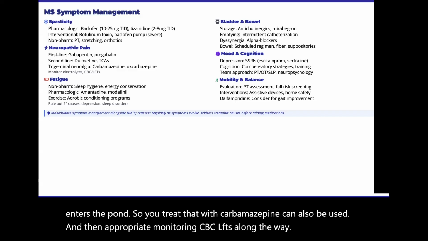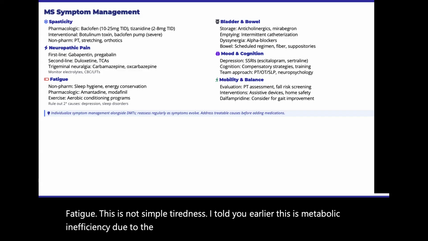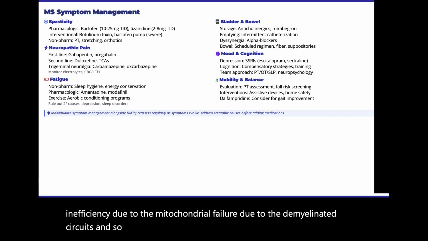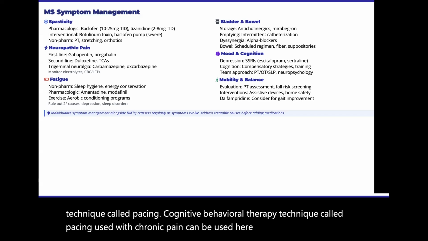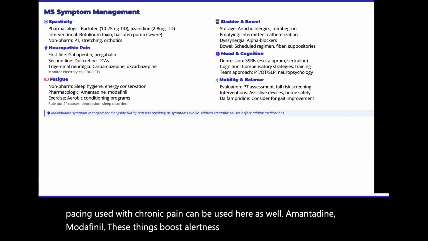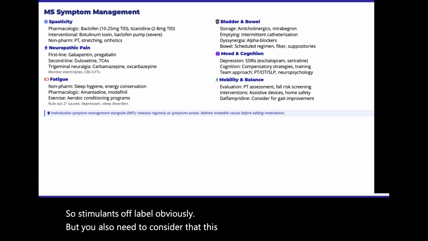Fatigue. This is not simple tiredness. I told you earlier, this is metabolic inefficiency due to mitochondrial failure in the demyelinated circuits. And so sleep optimization, energy conservation, and there's a cognitive behavioral therapy technique called pacing, used with chronic pain, that can be used here as well. Amantadine and modafinil boost alertness to improve task endurance. So stimulants, off-label, obviously.